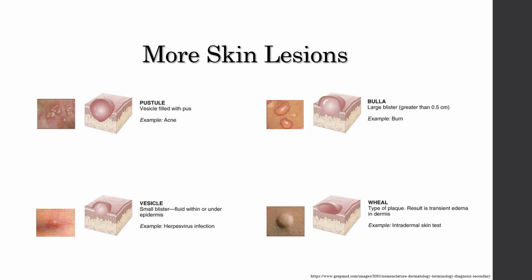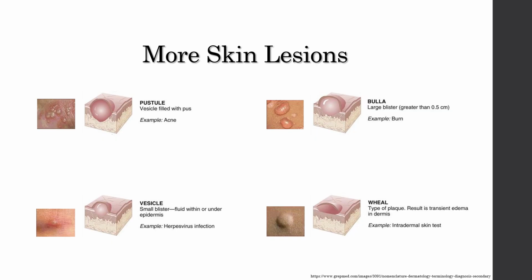Now let's add fluid into the equation, because once the skin starts forming blisters or pus-filled structures, mechanism becomes extremely important. A vesicle is a small blister filled with clear fluid, usually forming from separation within or just below the epidermis. It's seen in viral infections like herpes. Histology often shows ballooning degeneration of keratinocytes, a great example of how cellular injury translates into visible structure.